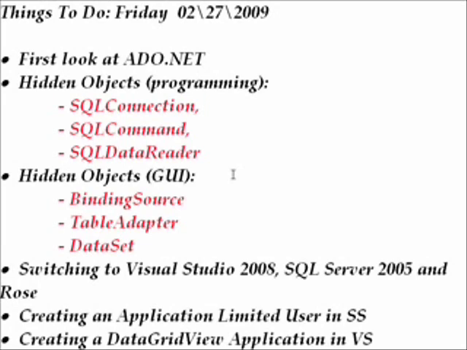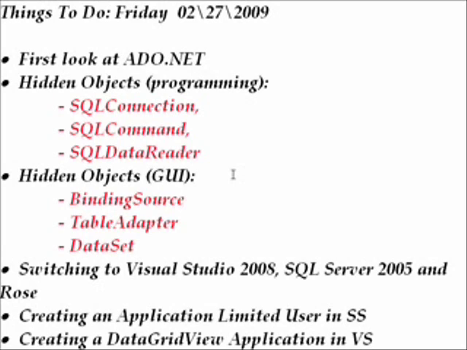But one of the first things we want to look at is hidden objects, or the concept of hidden objects. We're not actually going to need to go into them in this lesson. In later lessons we will. But an example of hidden objects in programming are the SQL connection, SQL command, and SQL data reader, which are all part of the System.Data.SqlClient namespace, which we'll get into when we start actually writing programs with ADO.NET.